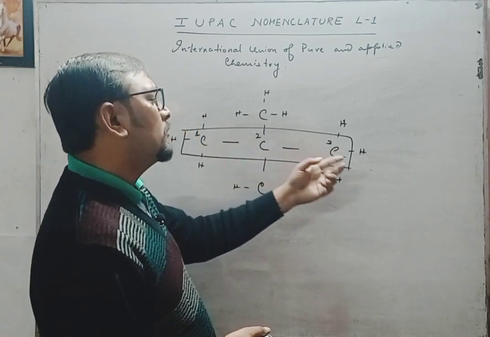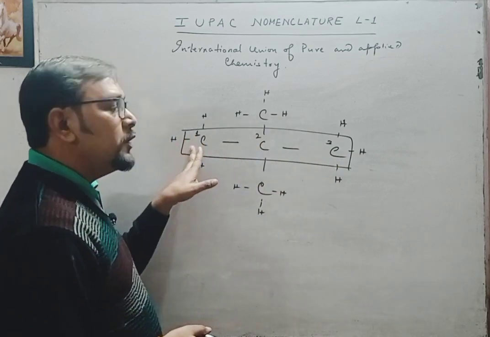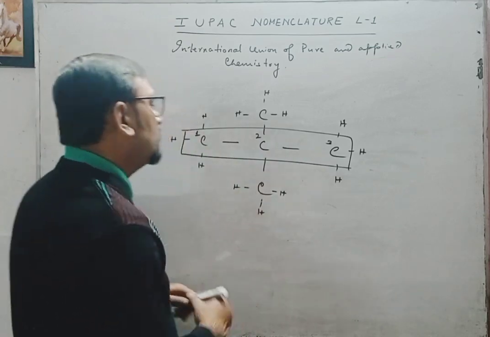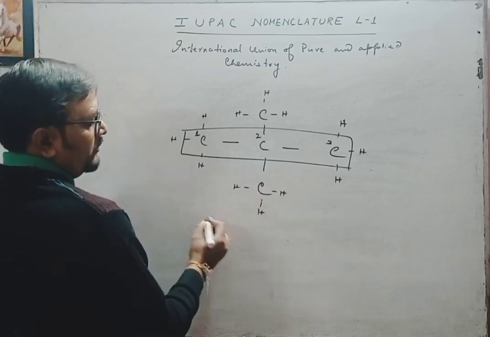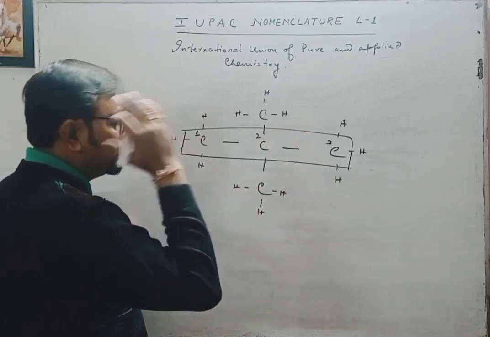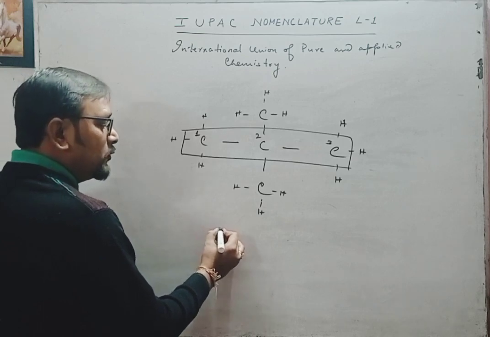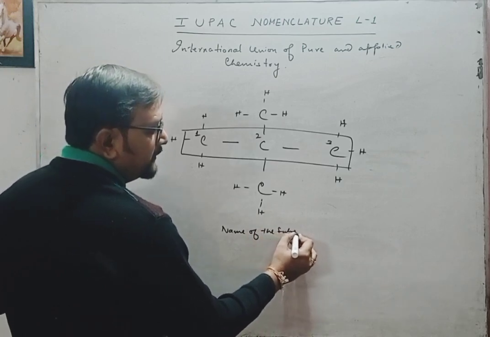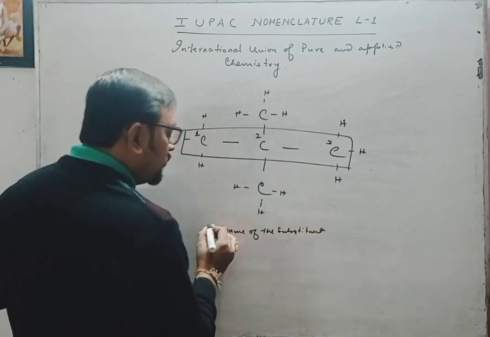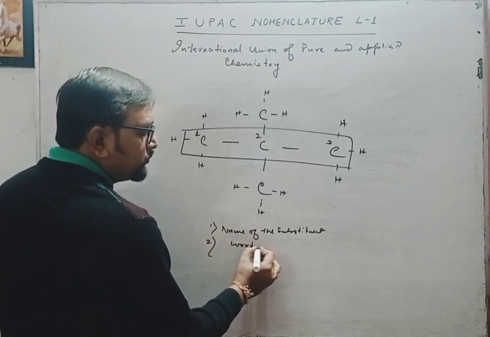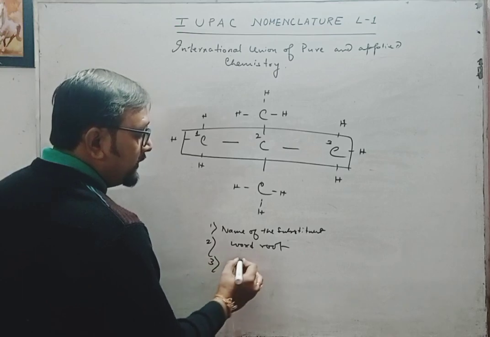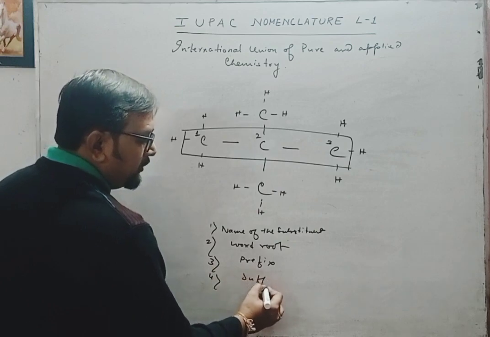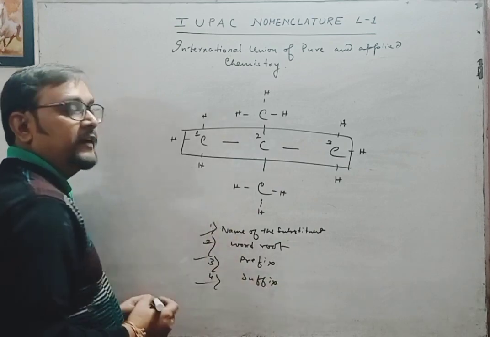Now once you complete this numbering pattern, you also get, when you select the longest chain, you remember what you will get? You will get the word root. Yes. So what is the word root here? So what are the things which we require for the nomenclature? Just think. What did I say? Yes. I require the name of the substituent. Then I required the word root, right? Then I required, if prefix is there, then I required suffix. Okay, so these are the things which we require here, right?